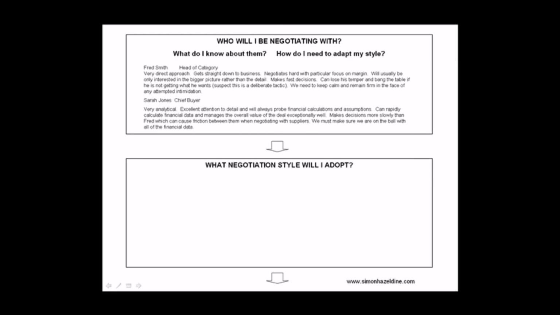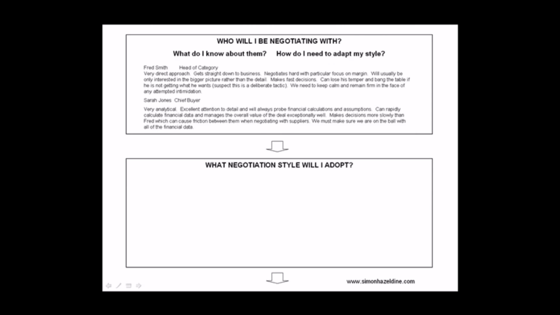She is a sharp cookie where finance is concerned, and she can very rapidly calculate financial data and manages the overall value of deals really well. As a result of her analytical approach, she tends to be a little bit more slow in her decision making than Fred, but she's a sharp cookie. Now, interestingly, this difference in decision-making speed can sometimes cause a bit of friction between the two of them. So that might be something for us to be aware of and potentially something we could take advantage of.